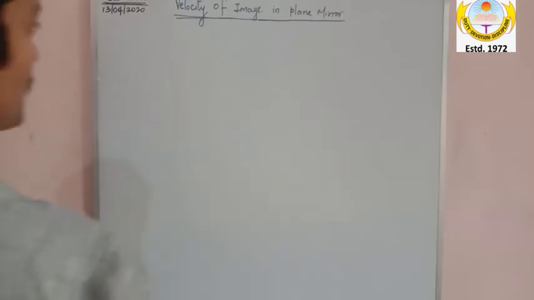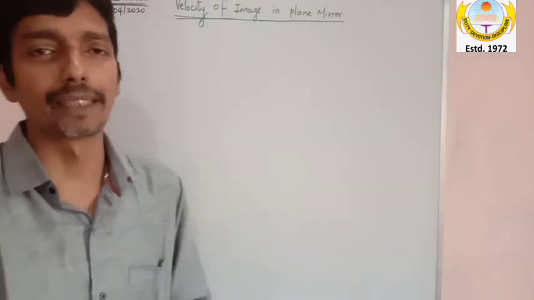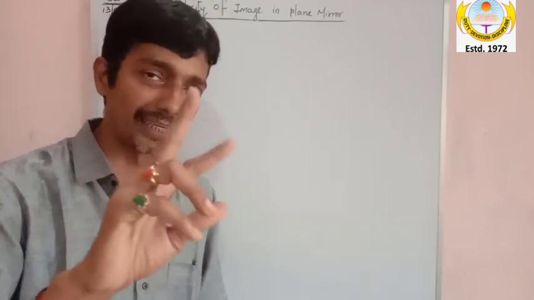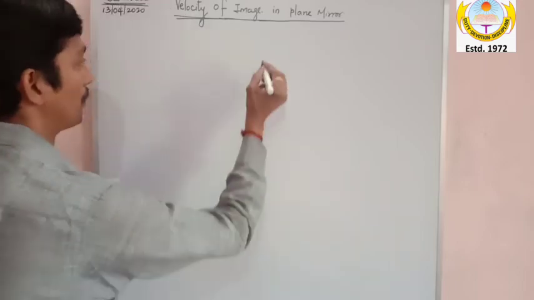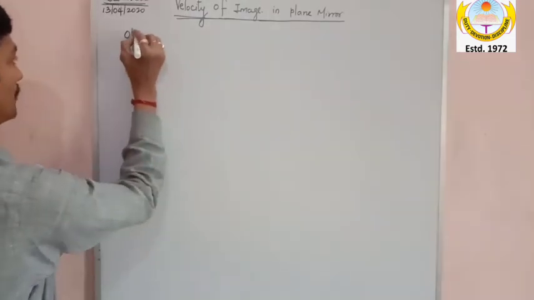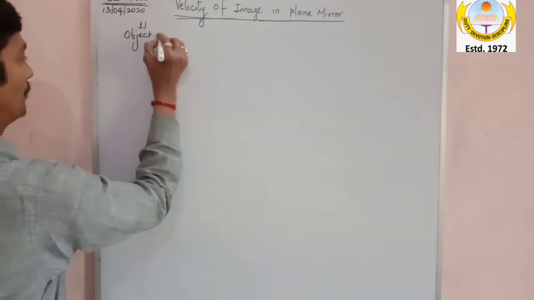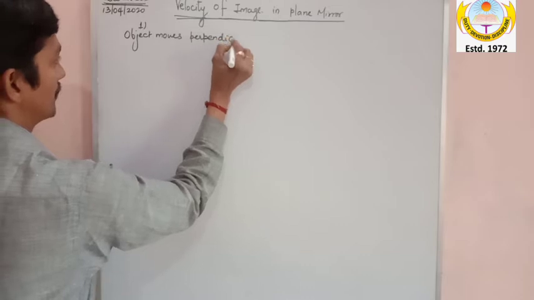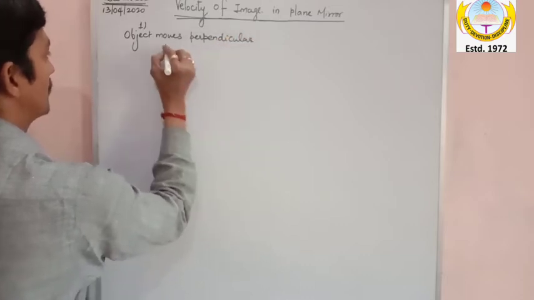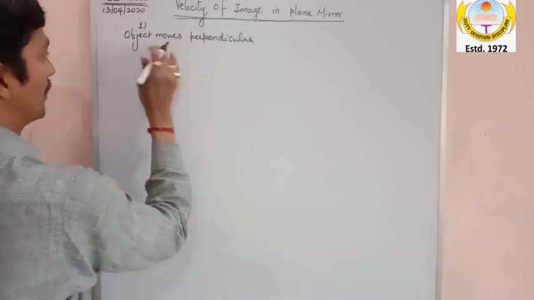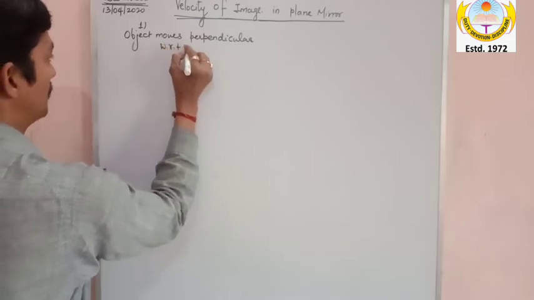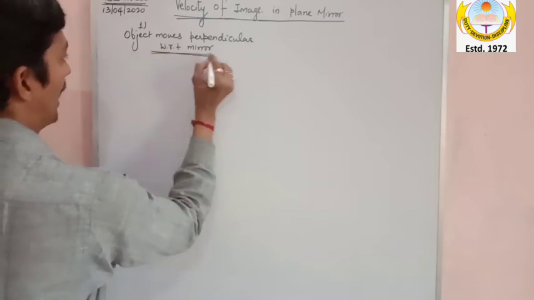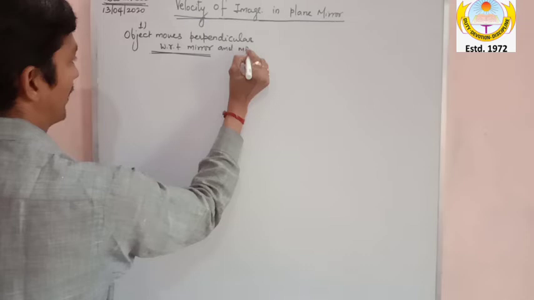Well, my dear, now let us begin the second problem, that is, what happens when the object moves perpendicular to the mirror and the mirror is at rest. Again, I will make two cases. Object moves perpendicular with respect to the mirror and the mirror is at rest.